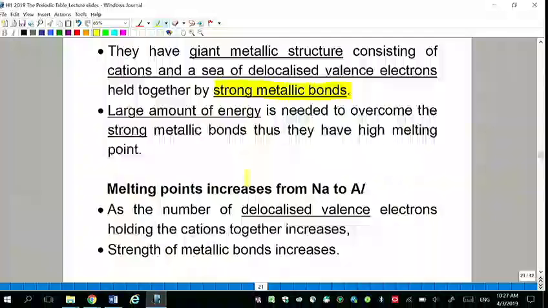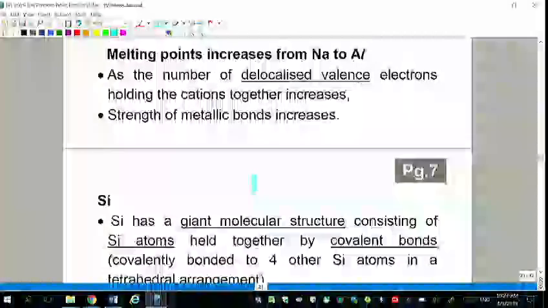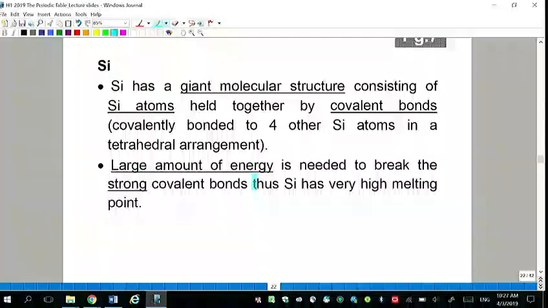Is that clear? Okay, so the first thing is that you always have to state what is the structure, bonding, and particles, which is a giant metallic structure consisting of cations and sea of delocalized valence electrons held together by strong metallic bonds. Take note, I'm using the term sea of delocalized valence electrons. Keywords like this, don't anyhow use your own words. Take note. Then the special case is for silicon.